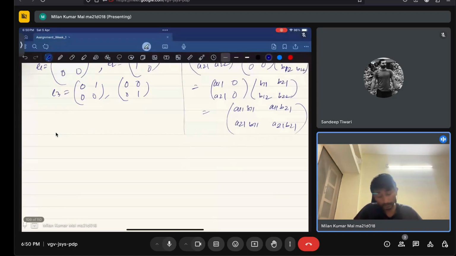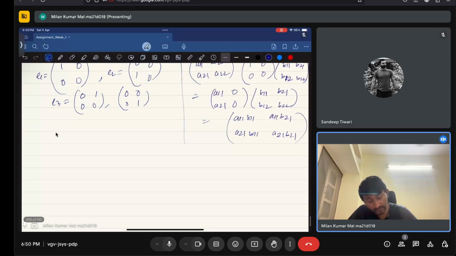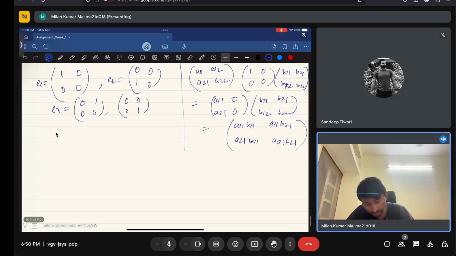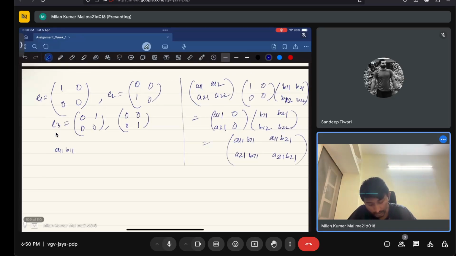So let's find it. In this particular basis you will find a pattern. Therefore, what will be the matrix representation? The first term will be A11 B11 with respect to this basis E1 E2 E3 E4. The second term is A11 B21. The third term is A21 B11. The fourth term is A21 B21. This is the thing, right?